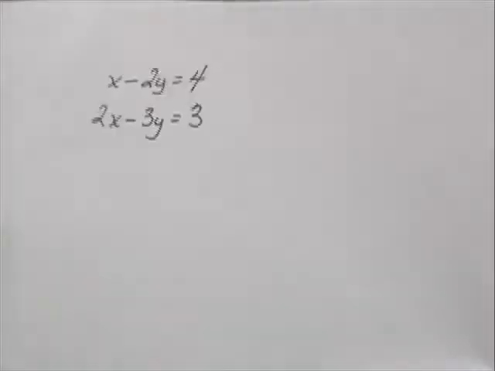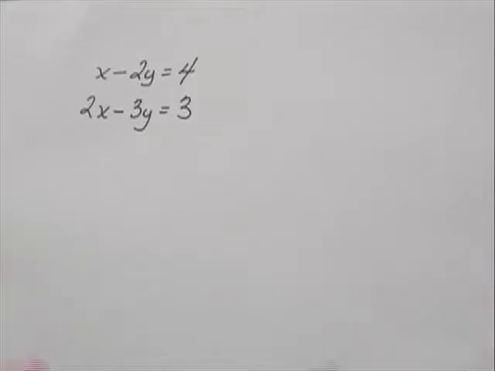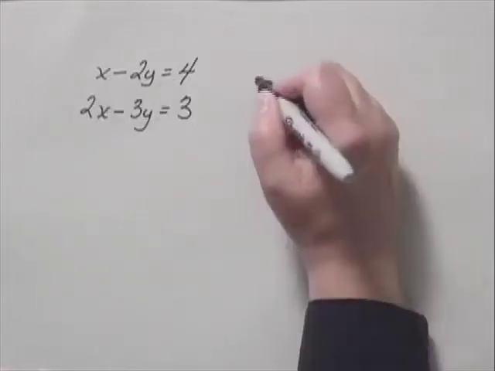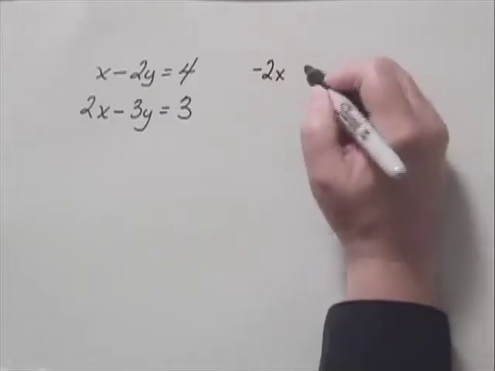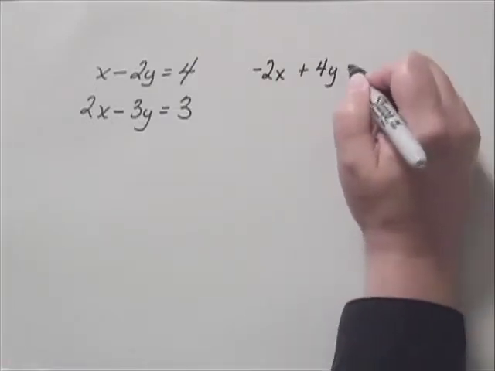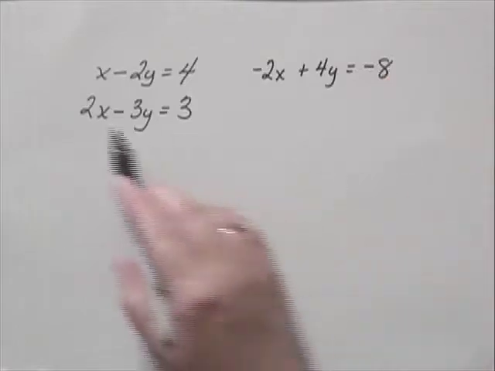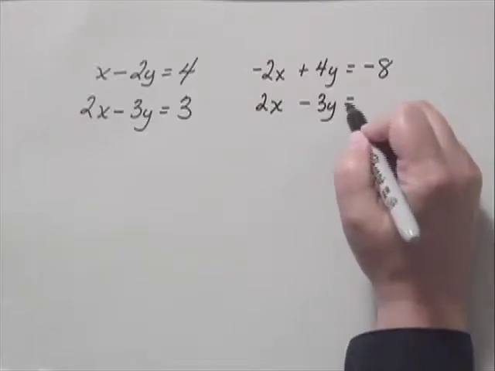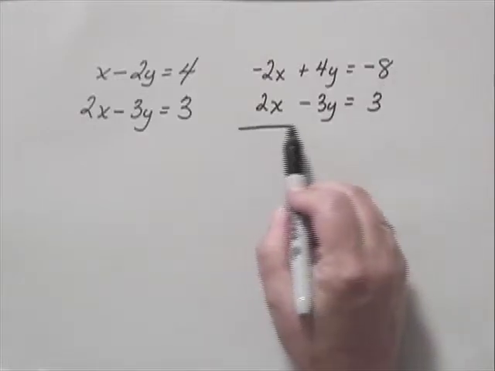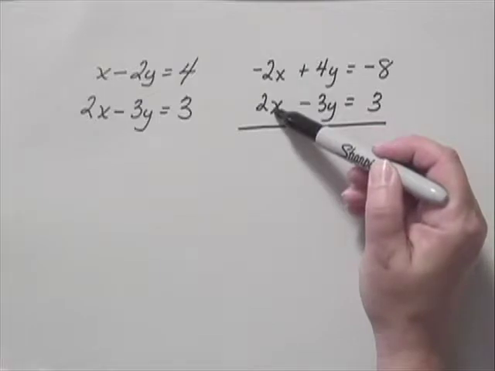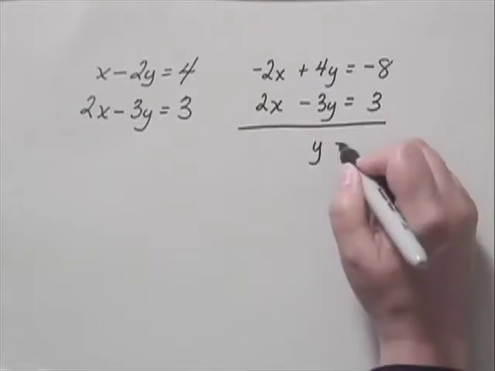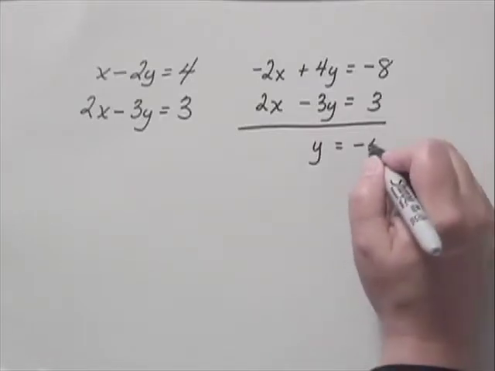So let's solve the system of equations, and we will multiply the first equation by -2 and then add. So multiplying this by -2, we have -2x plus 4y equals -8. And then we'll just copy the second equation, 2x minus 3y equals 3. After doing this, we can add and eliminate the x terms. This would be 0 plus y, or just y, equals -8 plus 3 is -5.